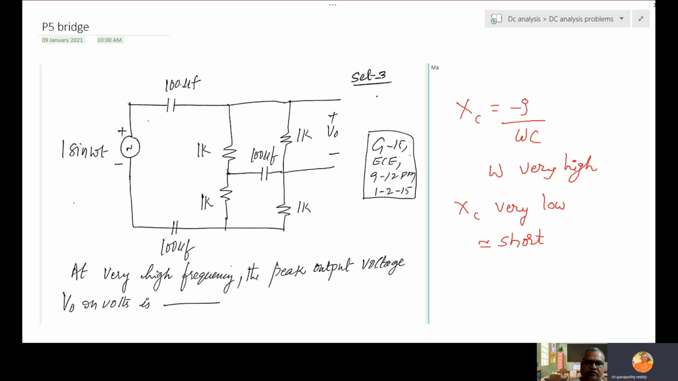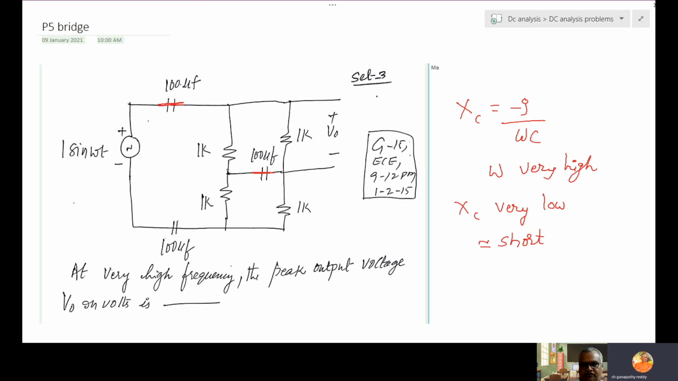Because AC source, it is having frequency of omega. That omega mentioned in the problem very high. So capacitor reactance is very low. And this capacitor acts like a short. This capacitor is also acting like a short. But what is another important thing? 1K into 1K is equal to 1K into 1K.